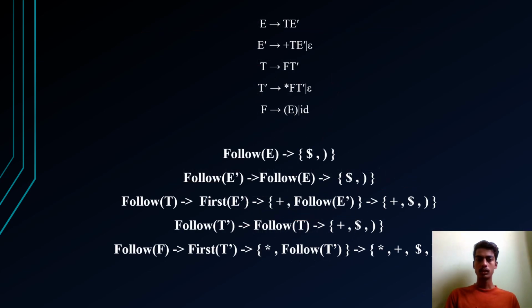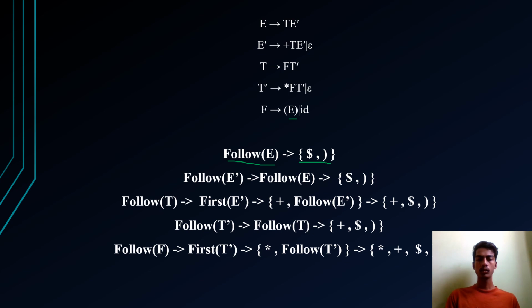Now to construct the follow for each and every grammar, let us consider follow of E. This is the grammar, totally 5 productions. Out of these 5 productions we need to consider where E is. Here E is here. In front of E we have a close parenthesis, so for follow of E we have close parenthesis. Then this is the starting symbol of the grammar, so we have dollar as a symbol. Therefore follow of E is dollar comma close parenthesis.